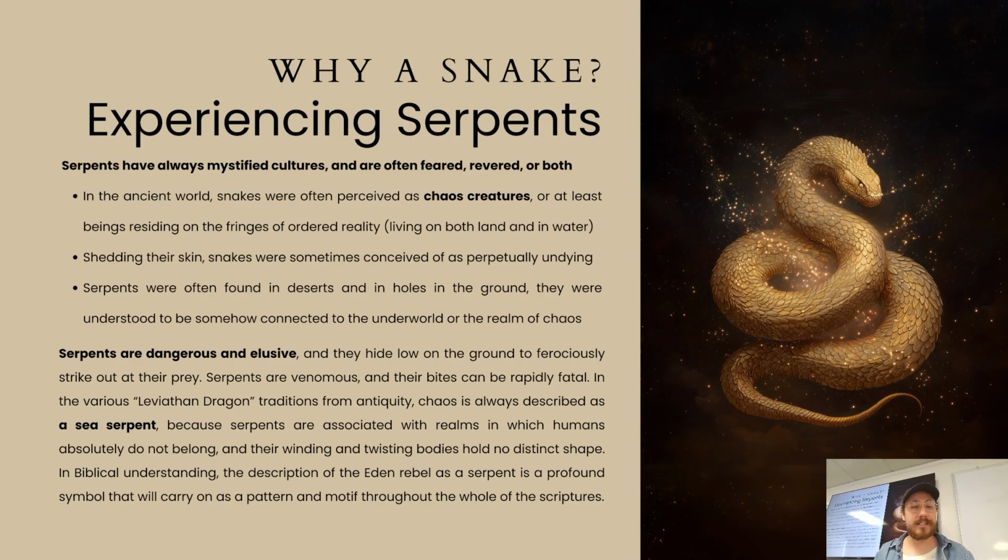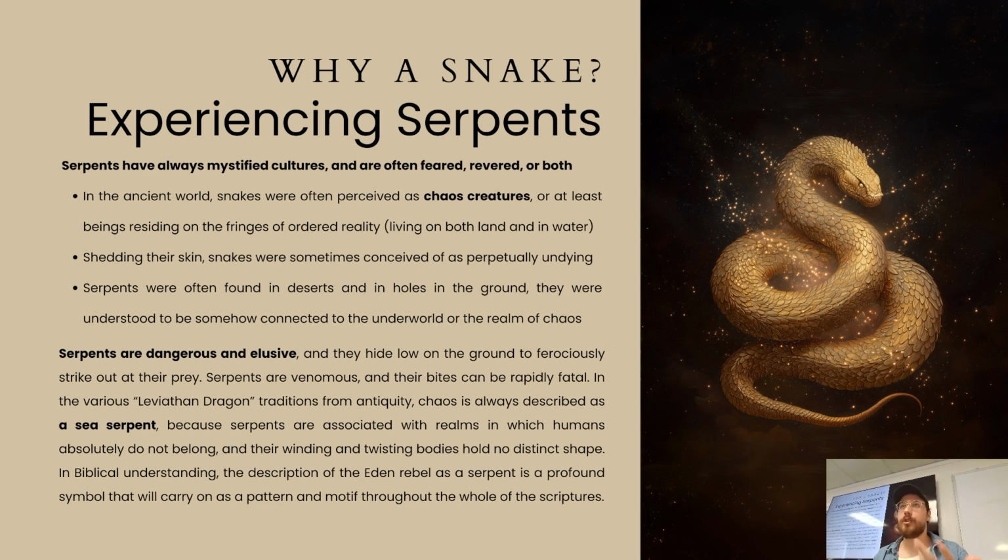Serpents were often found in deserts and in holes in the ground. They were understood to be somehow connected with the underworld or the realm of chaos, right? They're dangerous and elusive. They hide low on the ground to ferociously strike out at their prey. Serpents are venomous. Their bites can rapidly be fatal. If Johnny from your village got bit by a snake two years ago, he was gone in 15 minutes. And you always have that memory in your brain.